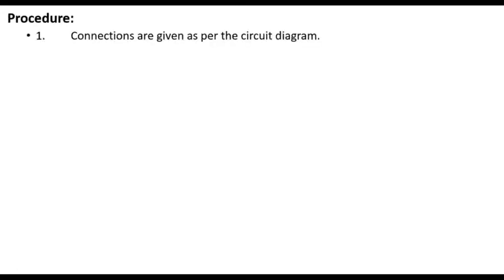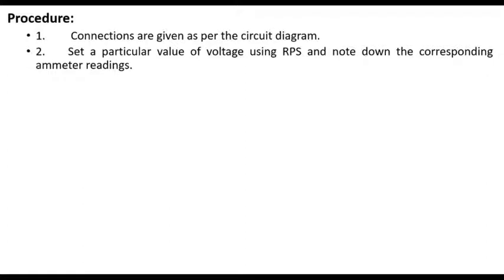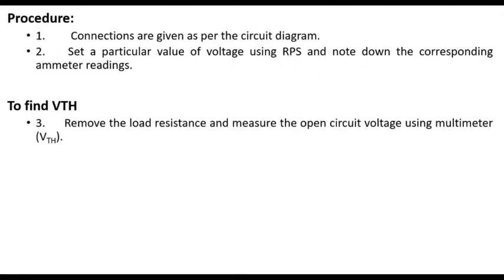Procedure: connections are given as per the circuit diagram, and we need to set the values in the RPS. First thing, you need to find out the Thevenin's voltage or open circuit voltage. Remove the load resistance, and measure the open circuit voltage at the terminal where you have removed the resistance. In that, you need to measure the VTH, Thevenin's voltage or open circuit voltage, using a multimeter. This is a practical case.